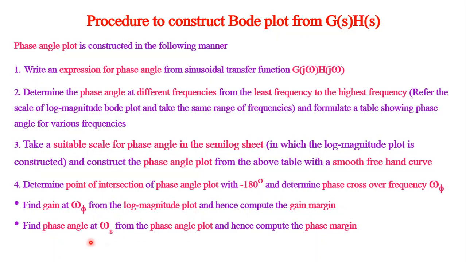Similarly, find the gain crossover frequency corresponding to gain equal to 1, or corresponding to 20 log 1 equal to 0 dB, that is where the magnitude plot cuts the 0 dB line. At that frequency, find the phase angle, maybe from the phase angle plot or by equating the phase angle expression. I mean determining the phase angle at that omega g. Then find the phase margin.